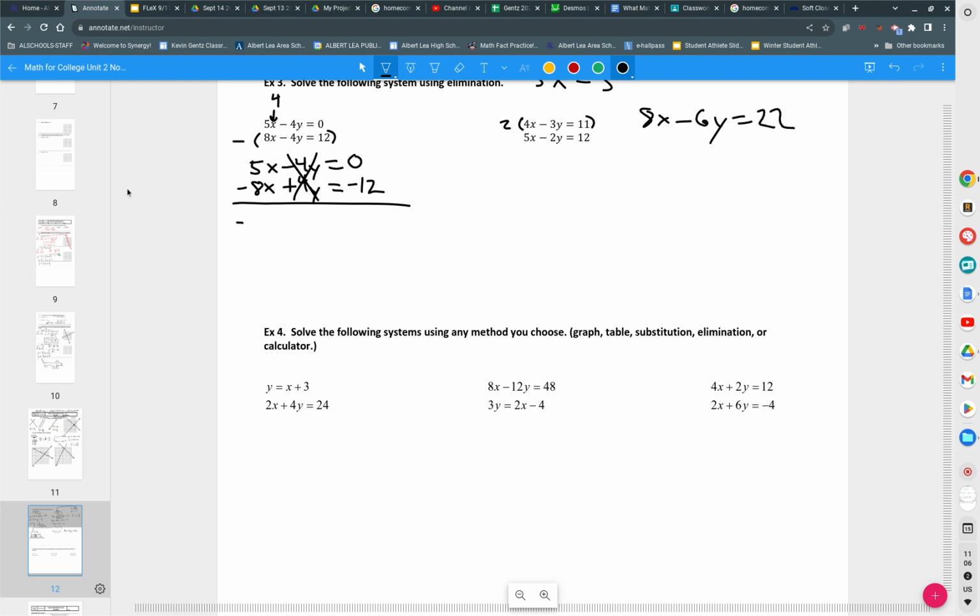So I've got the top where I've got a negative 6y. The bottom, I don't want negative 6y, I want positive 6y. So as you guys said, we got to multiply that by a negative, but it's got to be a negative 3. That way I'm going to get that 6 there. So I get a negative 15x plus a 6y is equal to negative 36.